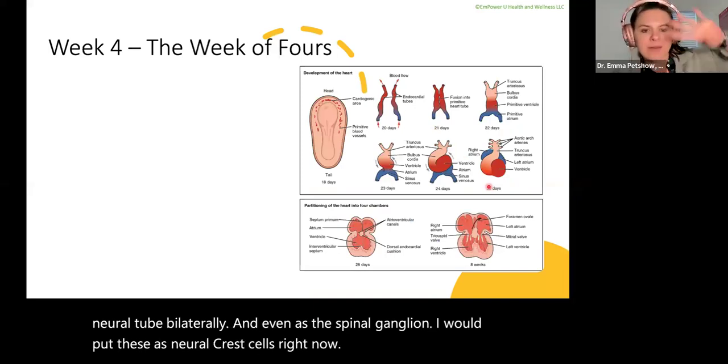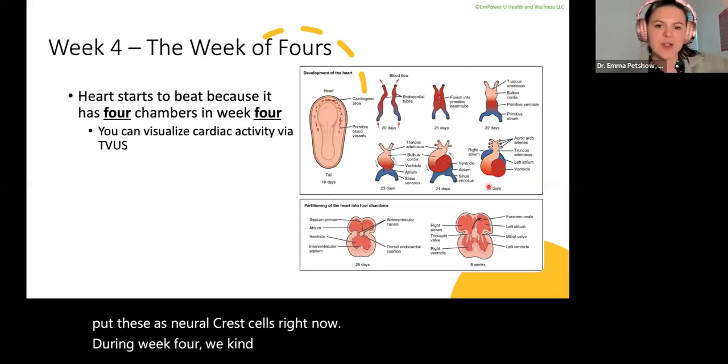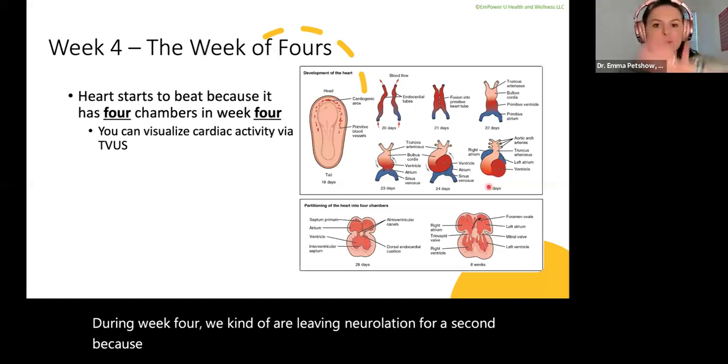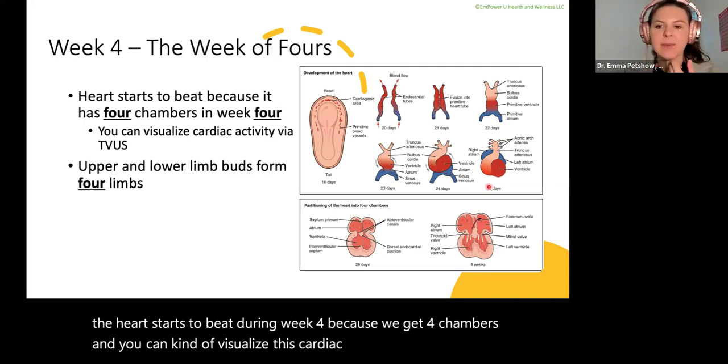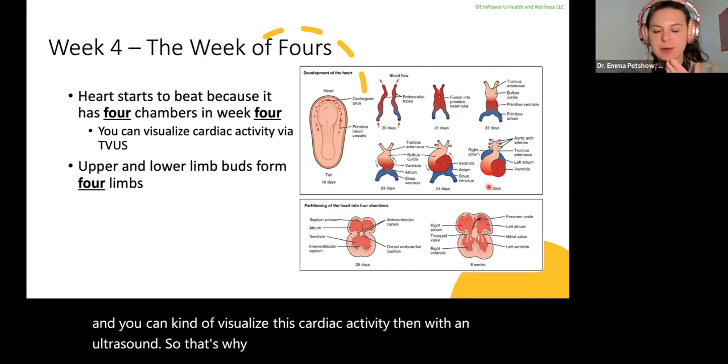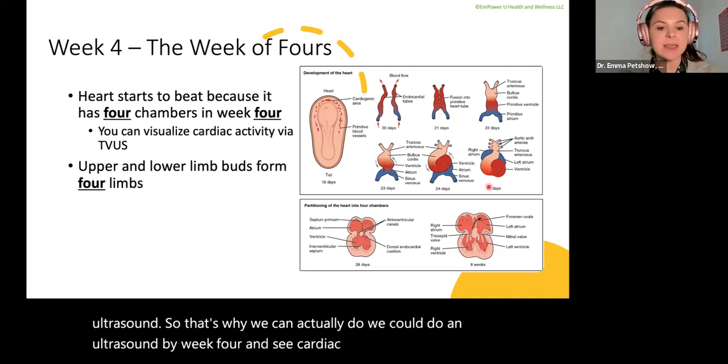During week 4, we kind of are leaving neurulation for a second, because week 4 is when the heart starts to beat, as we get 4 chambers. And you can visualize this cardiac activity with an ultrasound. So that's why we can actually do an ultrasound by week 4 and see cardiac activity and hear a heartbeat.